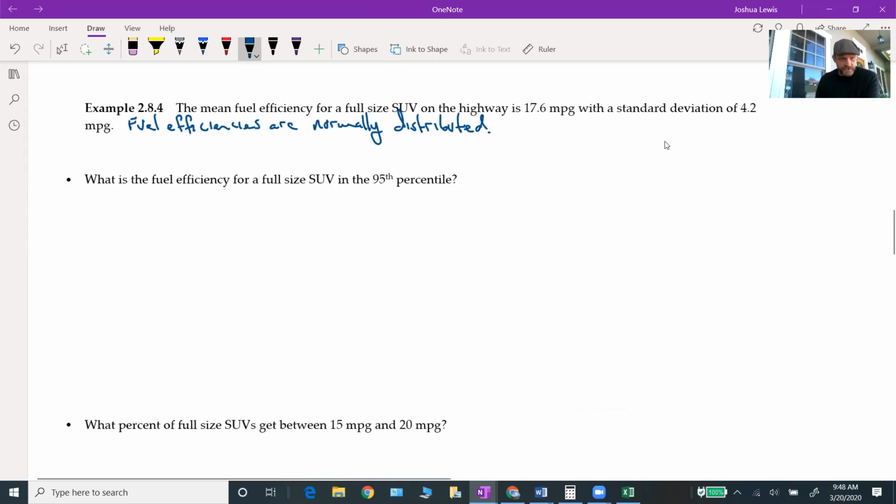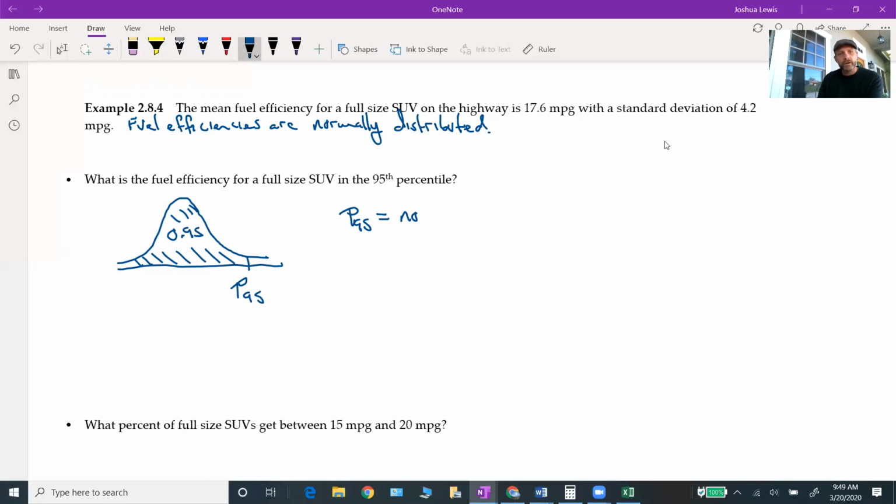So what is the fuel efficiency for a full-size SUV in the 95th percentile? In other words, what kind of mileage does an SUV get if its mileage is better than 95% of all the other full-size SUVs? So this area out here will be 0.95, and this will be P95. Well, again, we're getting used to that norm inverse deal in Excel. And so this time, my probability or my area is 0.95. My mean is 17.6, and my standard deviation is 4.2. So let's hop over to Excel and see what we get.